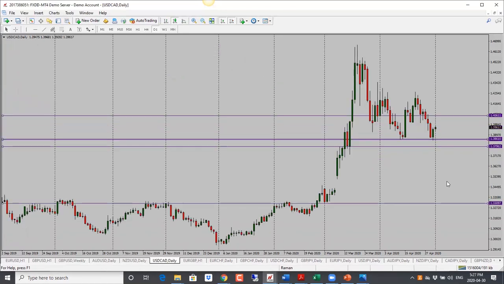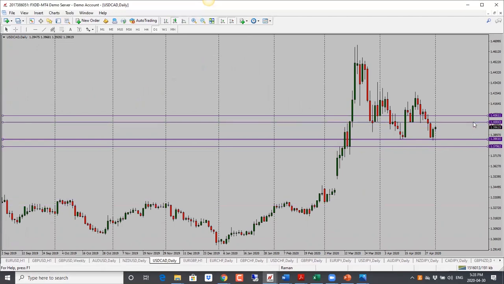Dollar CAD here, price has held the support level here, and we see a bullish candle close for the day. So this is looking bullish. Next target here is 1.400. So that's the first target. And should we see a move higher, 1.4080. So bullish bias here for dollar CAD.